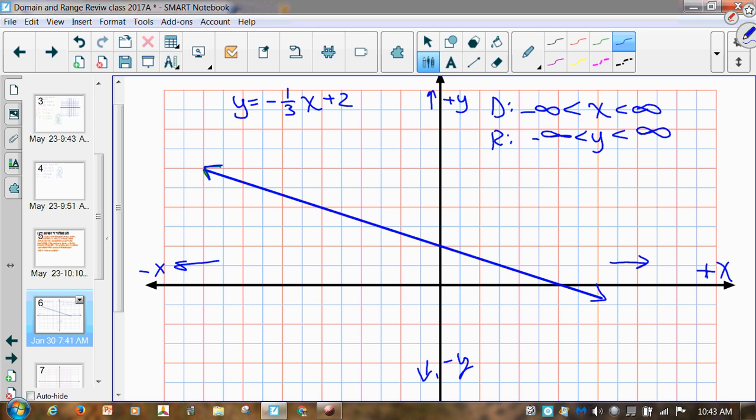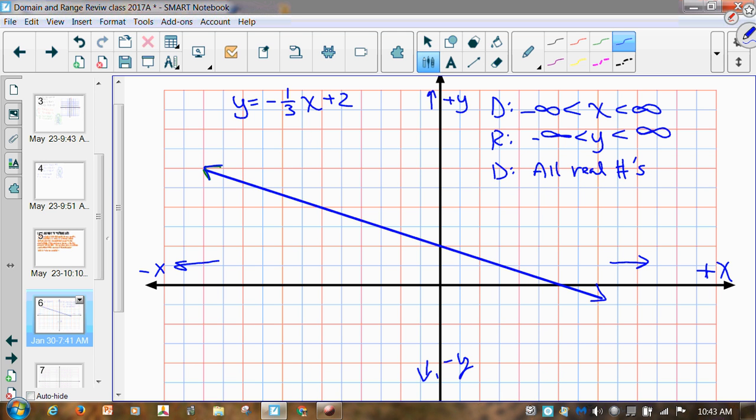So that's the domain and range, and now there's another way we could state this. In fact, I'm going to show you two more ways. One way would be, in verbal terms, I could say that domain is all real numbers, right?